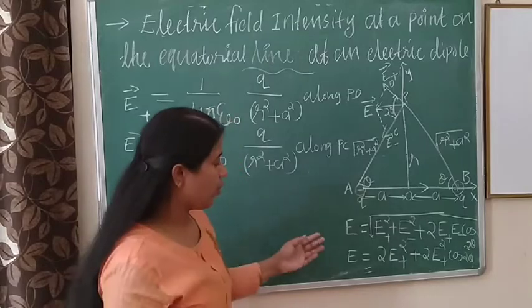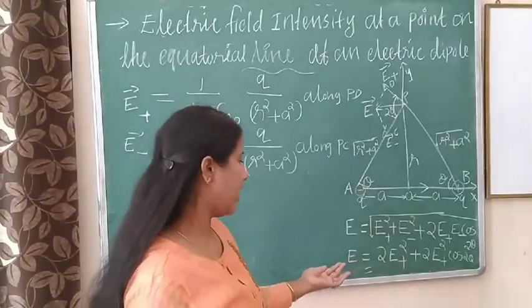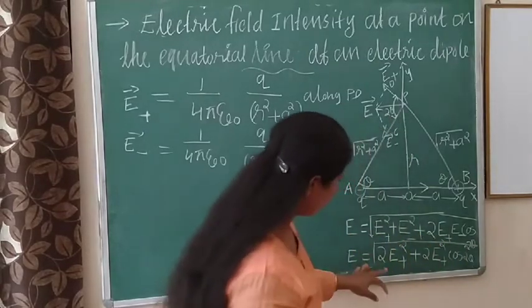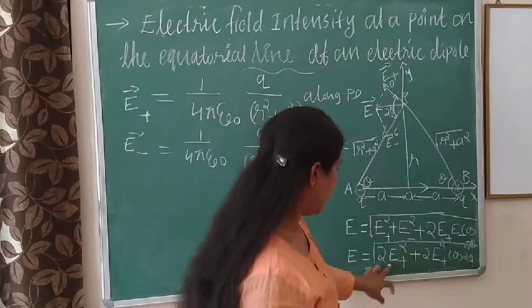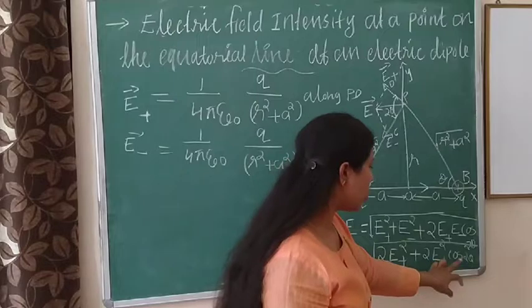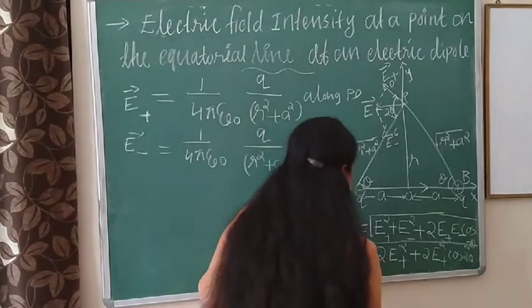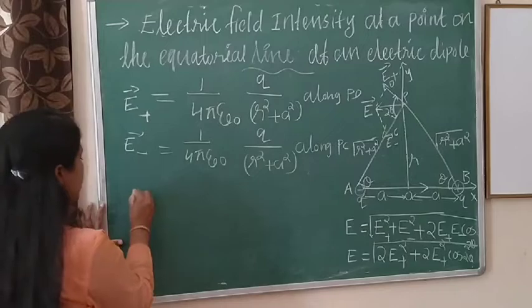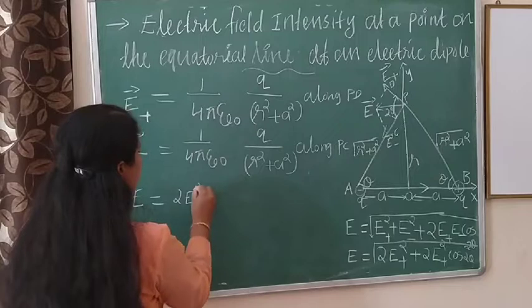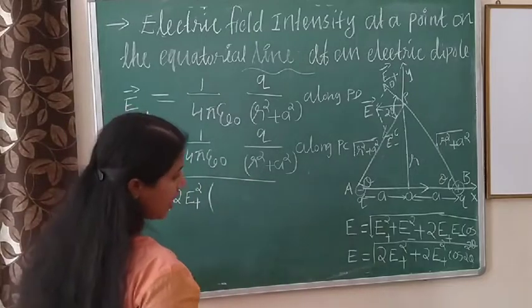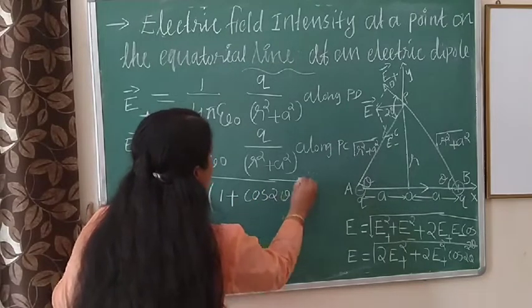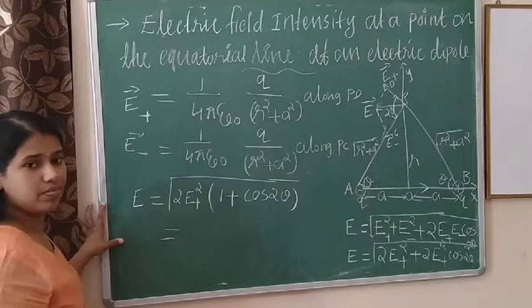Then this is equal to the square root of (E+)² + (E+)² + 2(E+)² cos 2θ. We can take (E+)² outside the bracket, then we get 1 + cos 2θ.